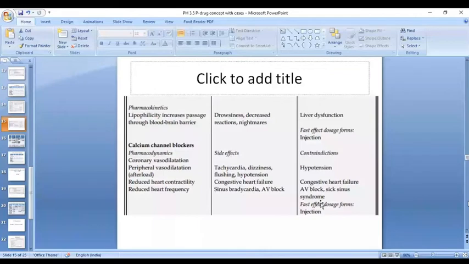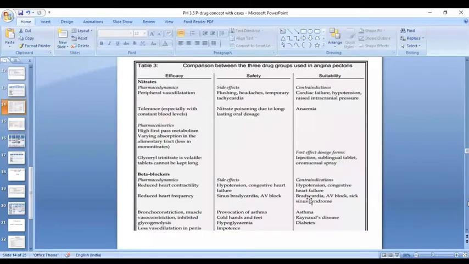Now, of all, you can say that they are all efficacious enough, right? Safety is more or less similar, right? Then suitability: nitrate can be taken sublingually or by nasal spray apart from injection, because a patient might be having an angina attack at home also, while he's somewhere at work also, right? So an injection is not suitable, maybe the patient won't be conversant enough to inject himself, right? It's not possible for anyone to inject himself, right?